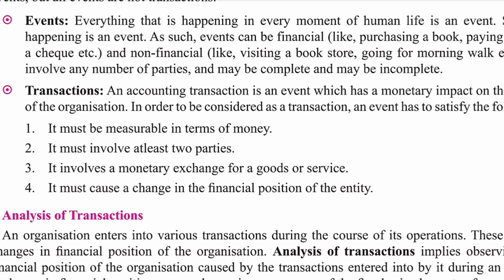Then comes, it should involve at least two parties. A transaction can only happen if there are two parties, of course. Then it involves a monetary exchange for goods or service. So we are not just simply giving money to someone. There should be some kind of exchange of goods also, goods or service as well. That is the third point, saying it must cause a change in the financial position of the entity. That means this transaction should have some kind of impact on the financial position of the entity. So these are the conditions for an event to be called a transaction.